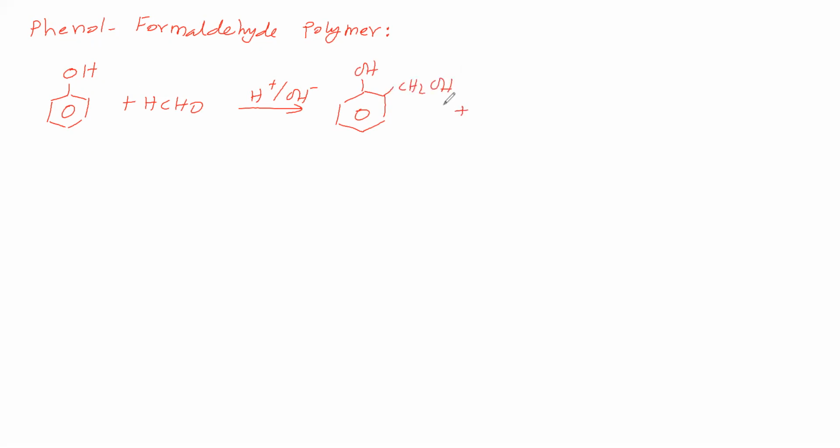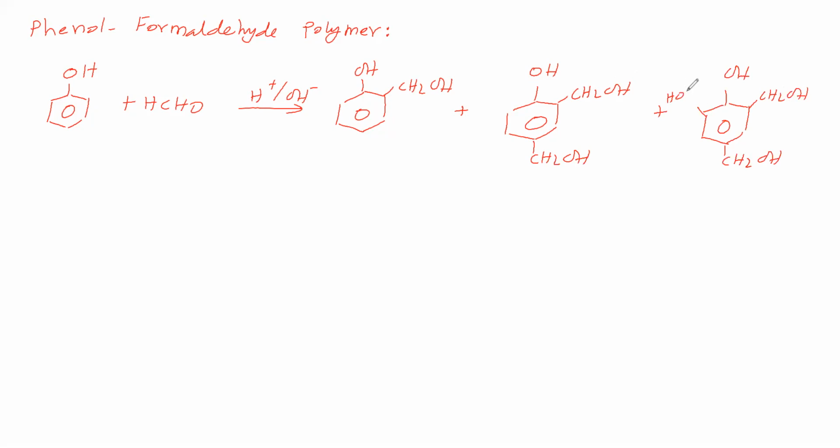Then, like this, it is a difunctional compound, with two CH2OH groups, one at ortho position and another at para position. Next, we are getting this OH, phenyl ring, with 3 CH2OH groups: one at ortho, one at para, another one at ortho. So when phenol is treated with formaldehyde, we are getting 3 types of compounds. How we are getting these 3 compounds, that we will see.